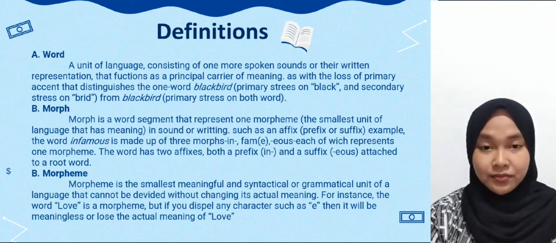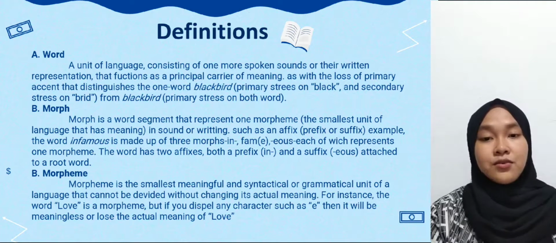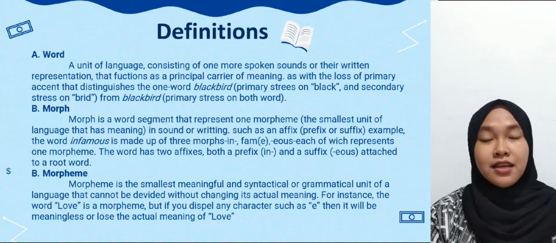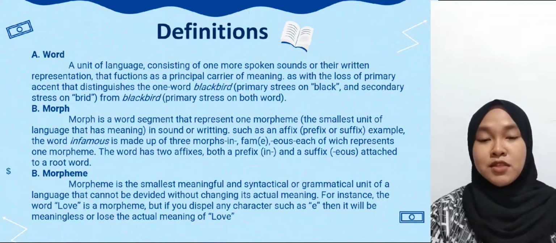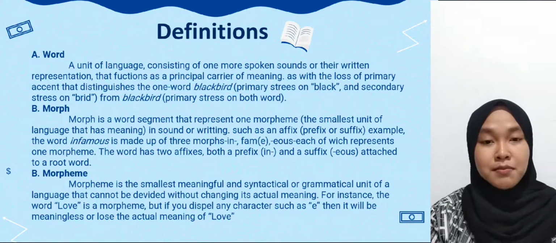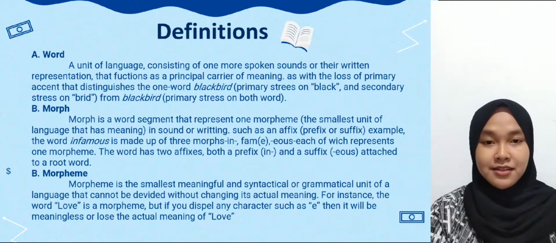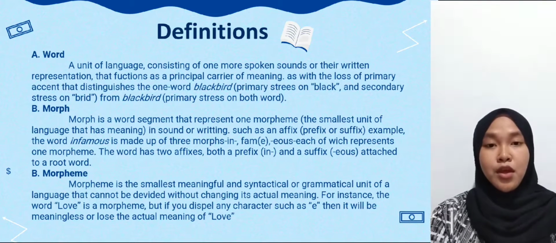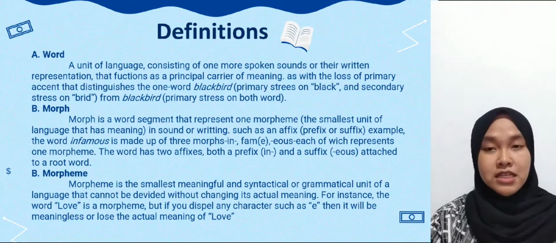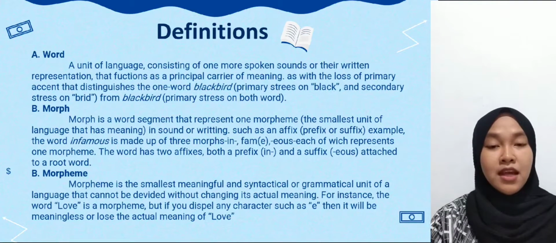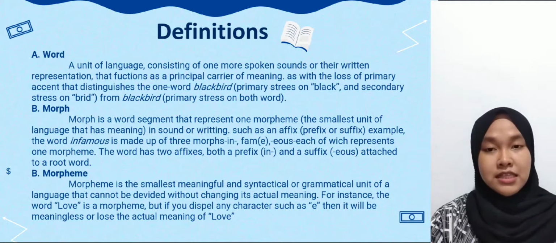For example, eat, drink, bring, I, you, they, we, and etc. So many. Oke, jadi meskipun tanpa bantuan, dia sudah bisa berdiri sendiri, independent, like that. Second is morph. Morph is a word segment representing one morpheme. There are sound and then writing. Jadi morph itu merupakan segmen kata yang mewakili satu morpheme dari suara maupun writing, like that.